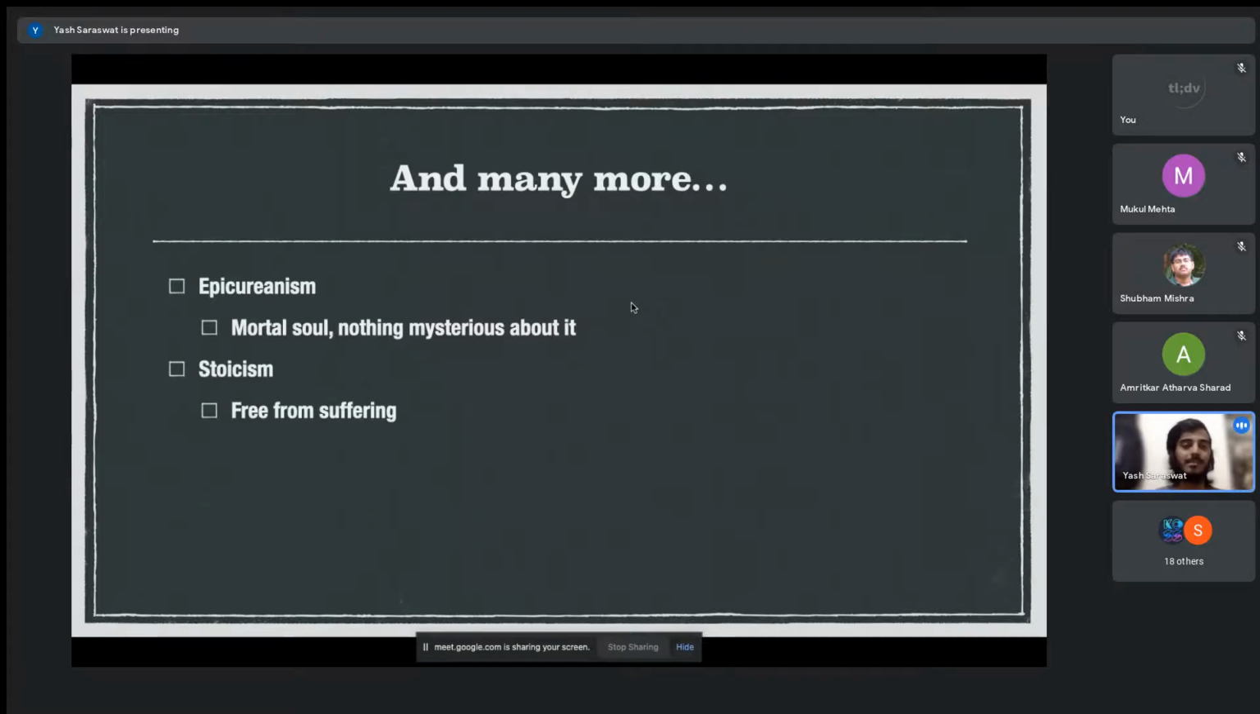Stoicism is again really famous, and it is kind of obvious: free from suffering. He didn't define what suffering was, and neither do his followers, but that is their ideology. Any action you do is to be free from suffering, to be as far as possible from suffering.